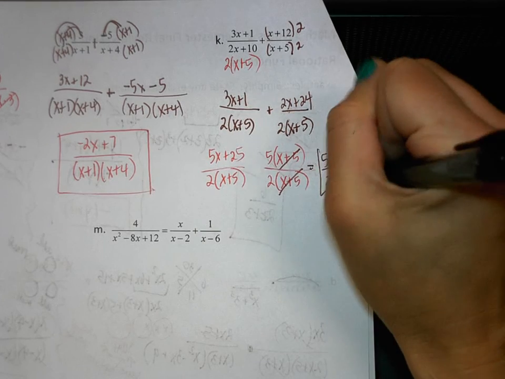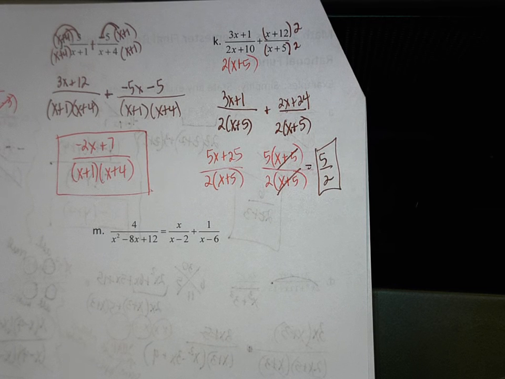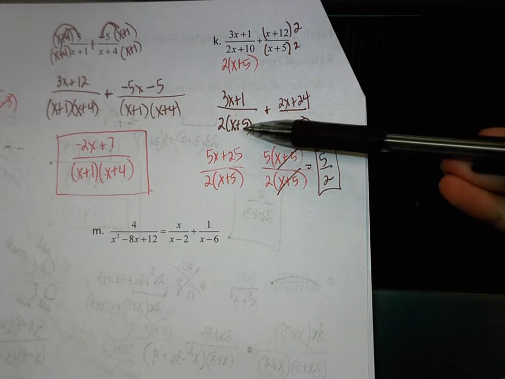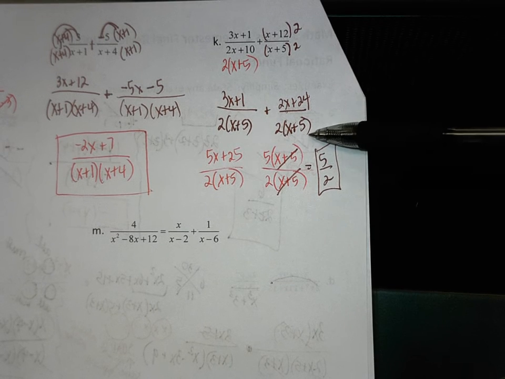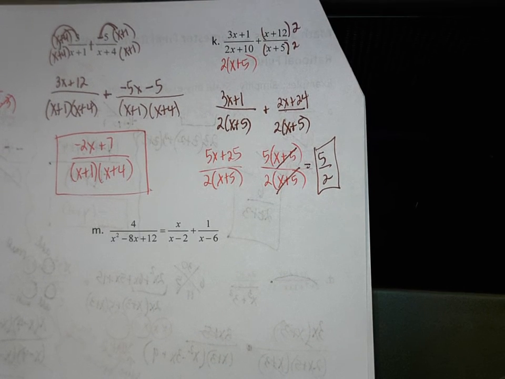Why did we multiply the second fraction by 2, equivalent by 2? Good. Can anybody tell us why did we multiply that second fraction by 2? So in order to get common denominators, we need both of them to be 2 times x plus 5. And since this one was already x plus 5, we have to just multiply top and bottom by 2. Yep, okay, exactly. Thank you. Any other questions there?